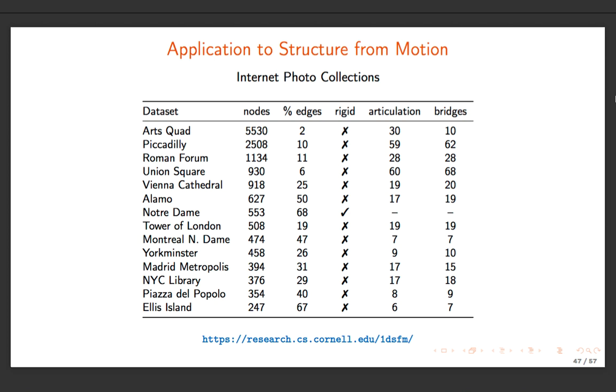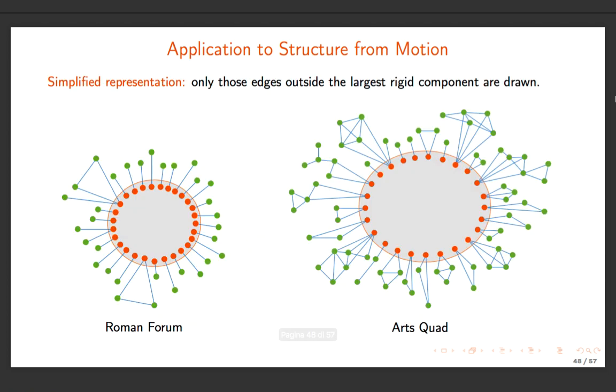In order to give a better intuition, I report here a simplified representation of the graphs corresponding to two datasets. The gray circle represents the largest rigid component. Edges not belonging to the largest rigid component are drawn in blue. Nodes which are endpoints of such edges are drawn in red if they belong to the largest rigid component, or green if they do not belong to the largest rigid component. All of the remaining nodes and edges are not reported.